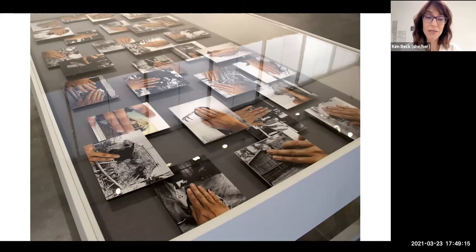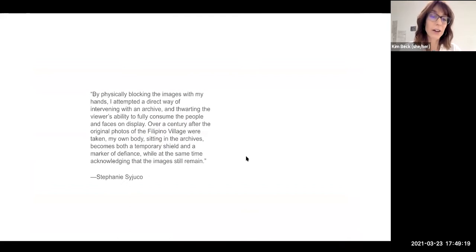And she's written about this as, "Here, by physically blocking the images with my hands, I attempted a direct way of intervening with an archive and thwarting the viewer's ability to fully consume the people and faces on display. Over a century after the original photos of the Filipino village were taken, my own body, sitting in the archives, becomes a temporary shield and a marker of defiance, while at the same time acknowledging that the images remain."